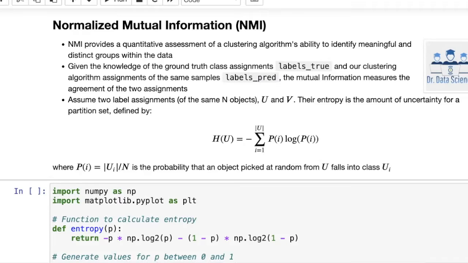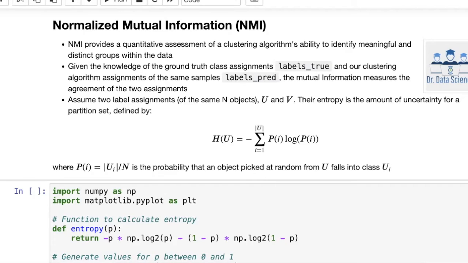In today's video, we talk about Normalized Mutual Information, or NMI for short. NMI provides a quantitative assessment of a clustering algorithm's ability to identify meaningful and distinct groups within the data.